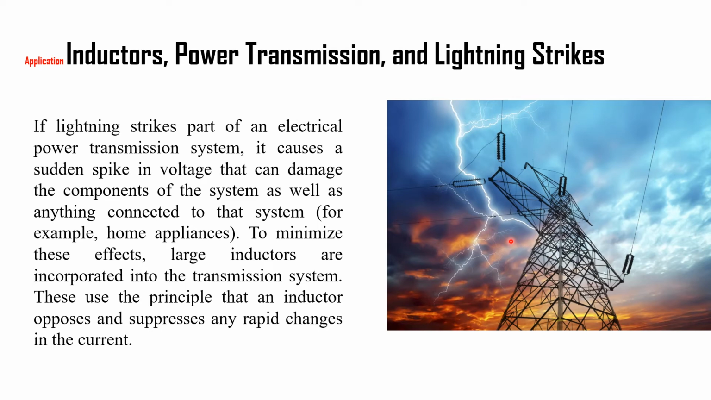To minimize these effects, large inductors are incorporated into the transmission system. This uses the principle that an inductor opposes and suppresses any rapid changes in the current. So your appliances are safe when there is lightning, because in your transmission line you have inductors which oppose or suppress any rapid change in your current.